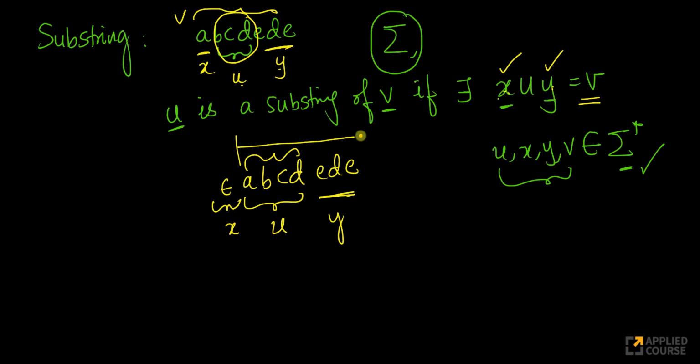This is my full string. This is my full string V. So U is a substring of V because there exists X, which could be empty, and there exists Y, both of them valid strings in this alphabet, such that if I sandwich U between X and Y, I get V. Okay, that's the definition of a substring.